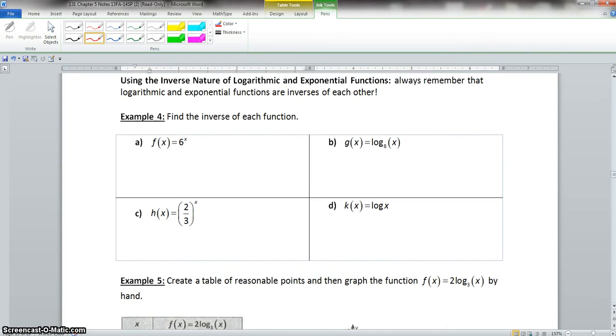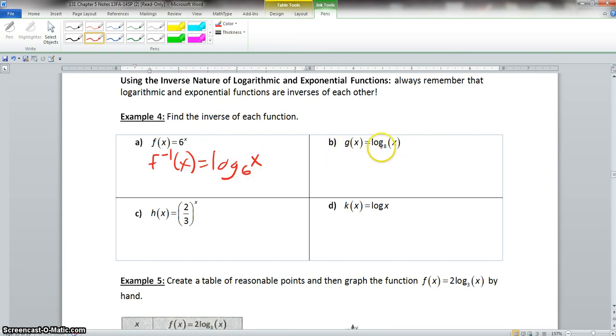Now it says here, using the inverse nature of logarithms and exponential functions. Always remember that logarithmic and exponential functions are inverses of each other. Find the inverse of each function. Now we have f of x is equal to 6 to the x power. Now to write this as an inverse, you know we will write this as f inverse of x. And we need to write this exponent as a logarithm. So it would be log base 6 of x.